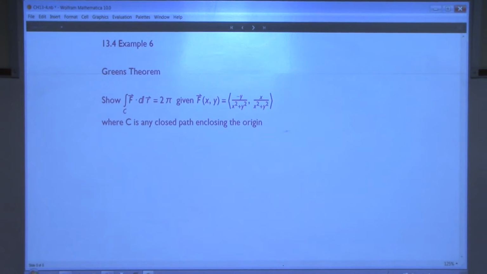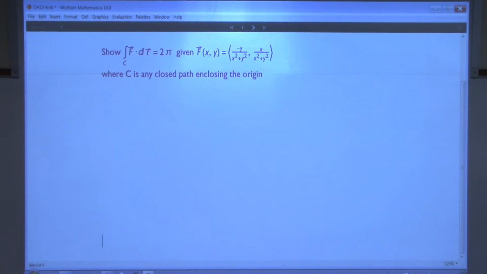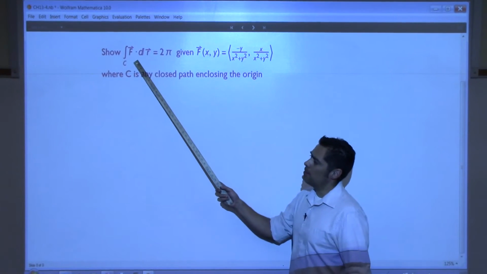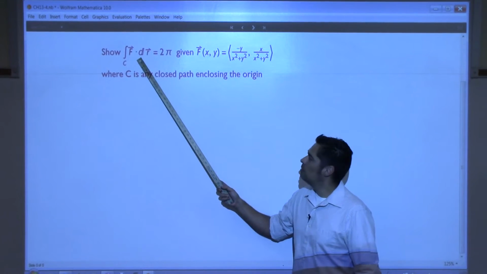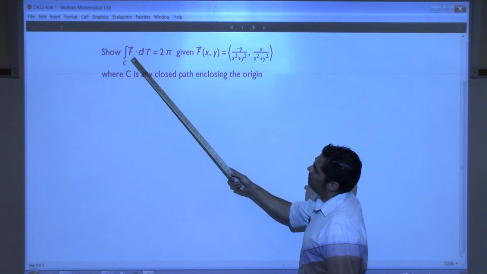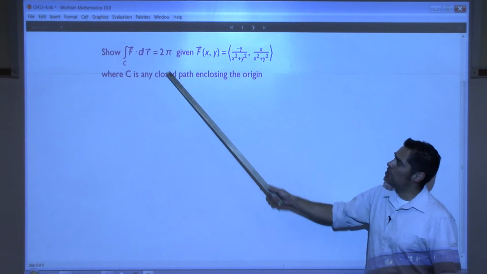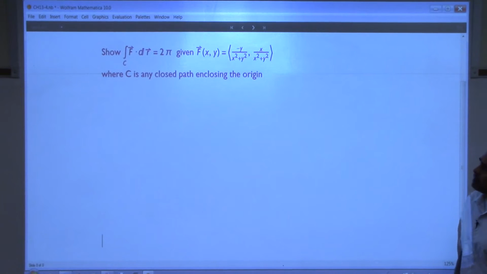Now, how can we use that result? So look at this question. Show that the line integral of the vector field F dot dr, which could represent work, right? It's not necessarily in this problem, but what is the line integral of the vector field F dot dr over the curve C? Show that that is equal to 2 pi for this vector field, where C is any closed path enclosing the origin.